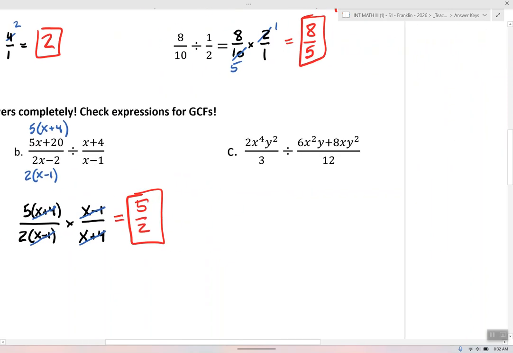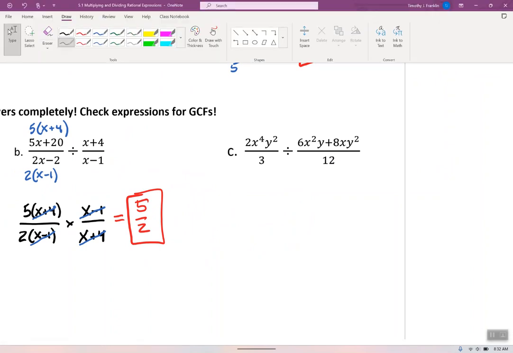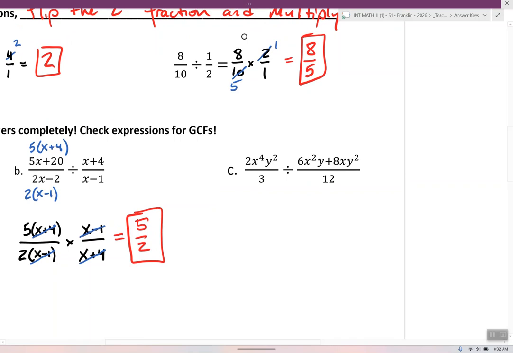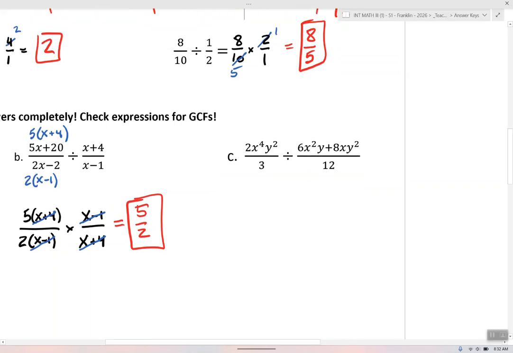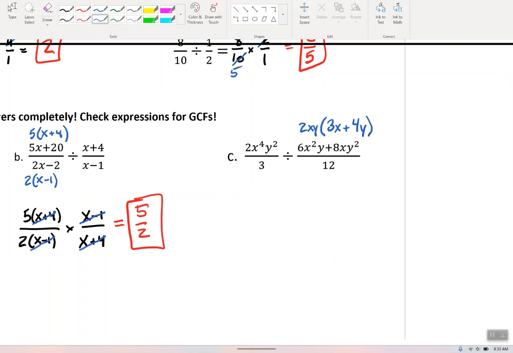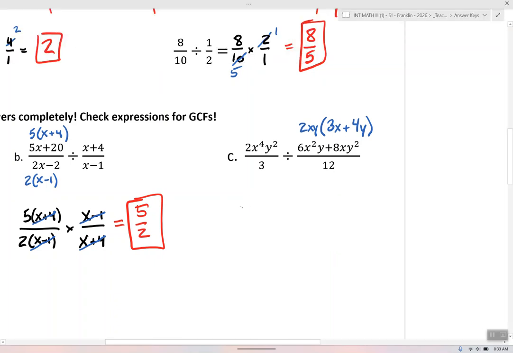All right, this one looks a little more complicated, but it's probably not. Let's go ahead and first see if there's a GCF we can take out here. Nothing in the first one. These are just monomials. But in the second one, on the top here, this binomial, I can pull out a 2xy. And that will leave 3x plus 4y on the top. So now when we flip that second fraction, we've got 2x to the 4th y squared over 3 times 12 over 2xy times 3x plus 4y.